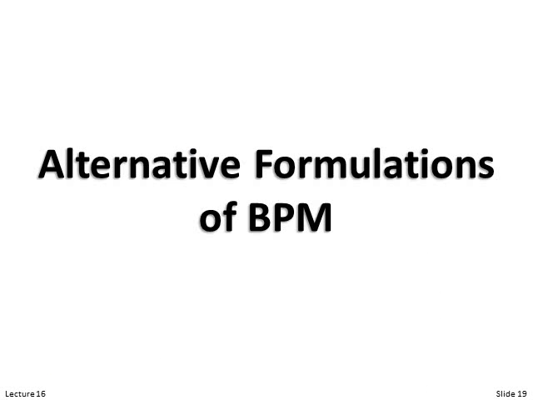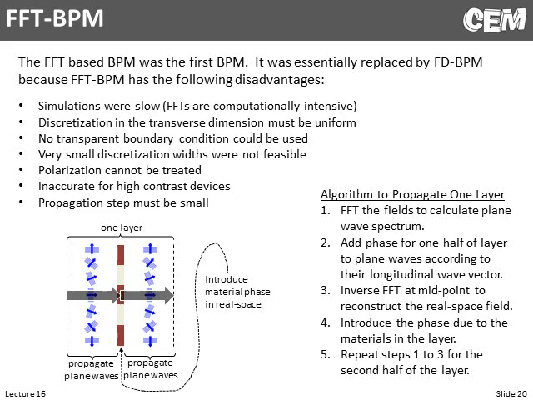So let's look at some bells and whistles and alternate formulations of beam propagation method. I think by far the most common one is the beam propagation method based on the fast Fourier transform. So we'll call this the FFT beam propagation method. It's slower but simpler. It's simpler to formulate and implement, not quite as accurate, and has some other troubles. But basically this is how it works.